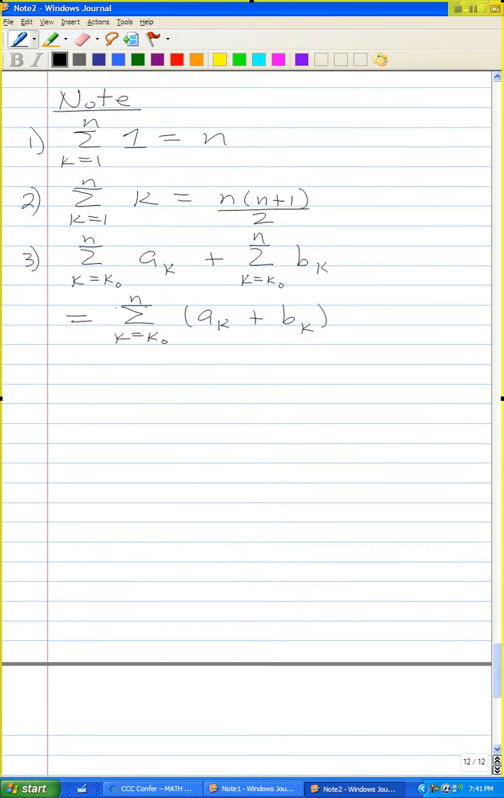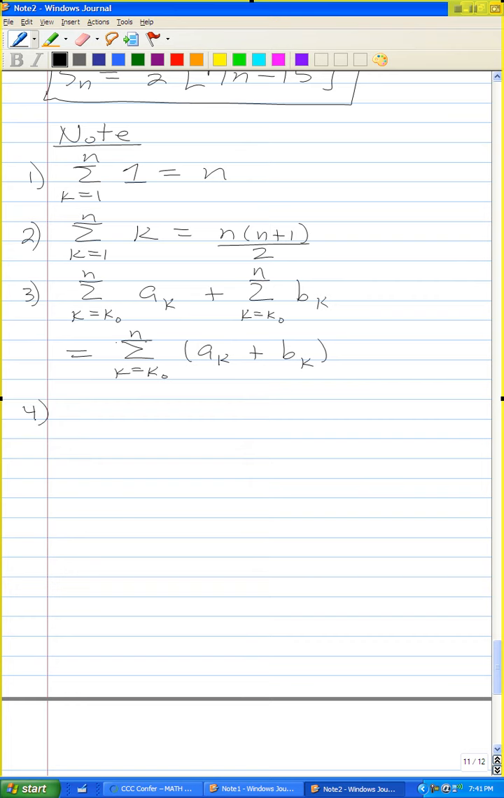And if you have, let's say, a constant times a sub k, by the distributive property, you can always bring the constant outside the summation. Of course, I don't need to start at 1. I could have started anywhere, but actually, I guess they wrote it as starting anywhere.